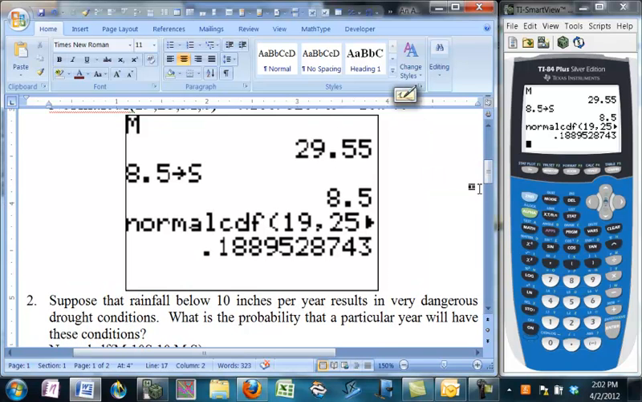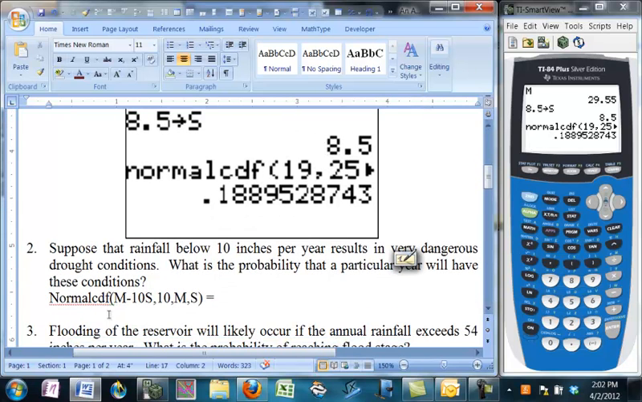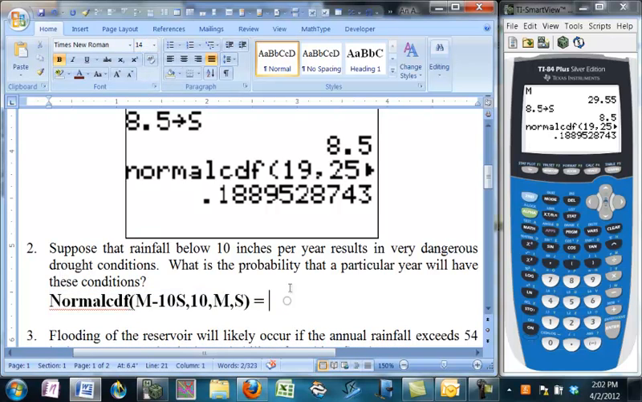Suppose that rainfall below 10 inches per year results in very dangerous drought conditions. What's the probability that in a particular year we will have these conditions? Well, that's a probability really from negative infinity up to that value of 10.